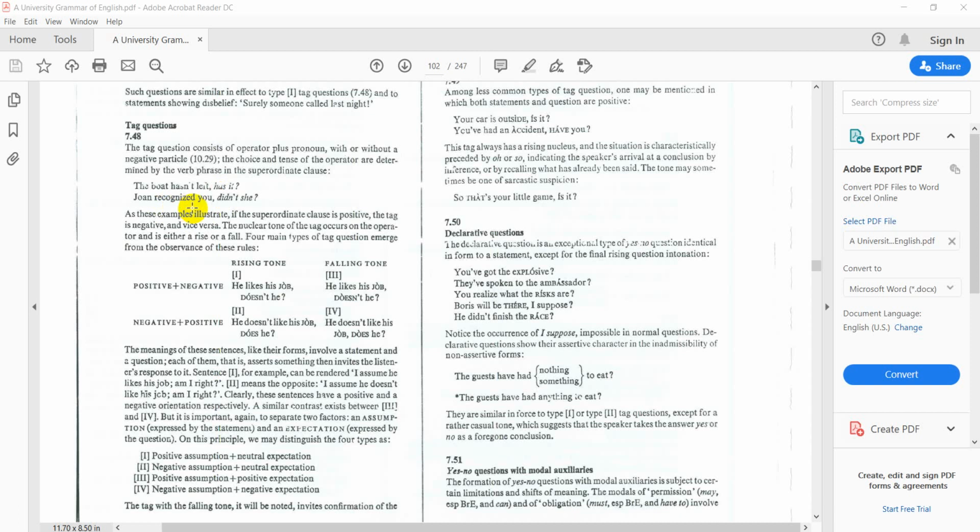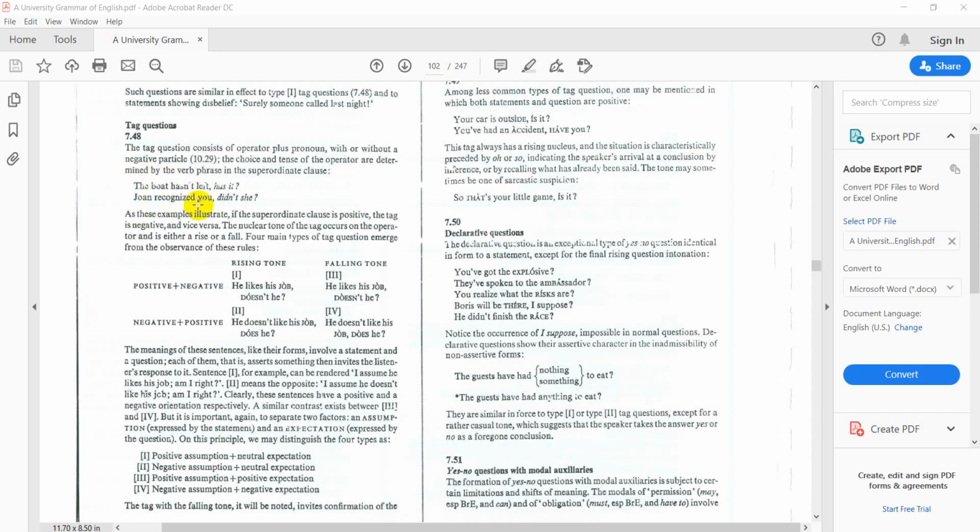If the operator is positive, then the operator in the tag will be negative. We have these two types of sentences, the first one with an operator, the second without an operator, and let's see how we can deal with both. The boat hasn't left. The tag will be positive since the operator is negative. It will be "has it?" Of course, it refers back to the boat.